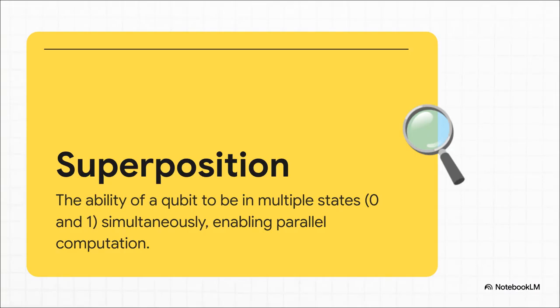Superposition basically means a qubit can be in a mix of both 0 and 1. It's not one or the other. It's a whole range of possibilities all at once. And this one idea is the secret sauce. It's what gives a quantum computer this incredible power to work in parallel, exploring millions of scenarios instantly.